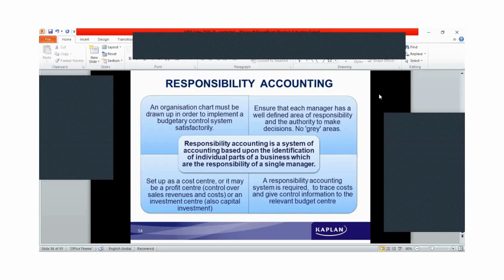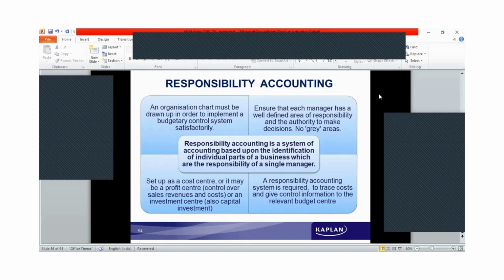These strategic business units, or what we call departments and divisions, each have a manager appointed, and he's assigned some authority. With the authority, he has the decision making ability. It is not only about assigning authority, but whatever decisions he takes, he's also made responsible for that. So accountability comes into the picture.